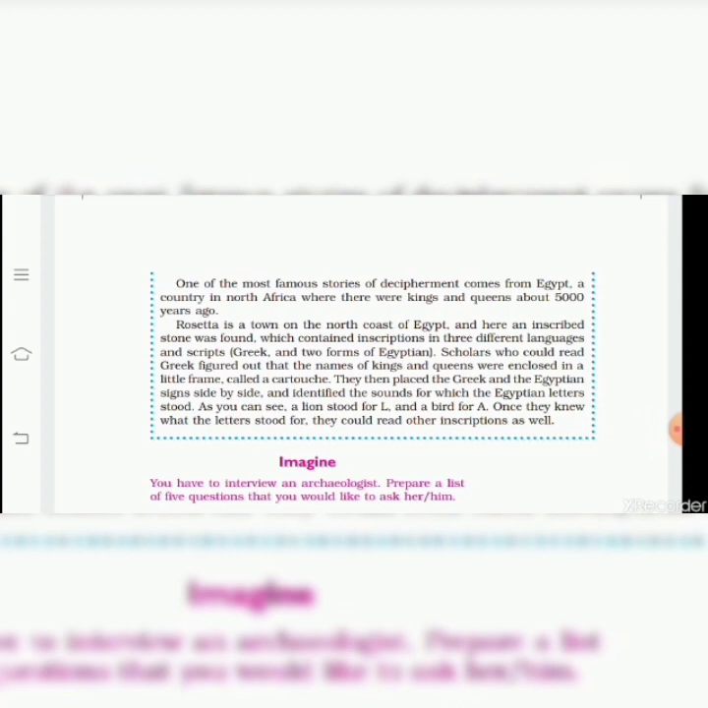As you can see, a lion stood for L and a bird for A. Once they knew what the letters stood for, they could read other inscriptions as well.